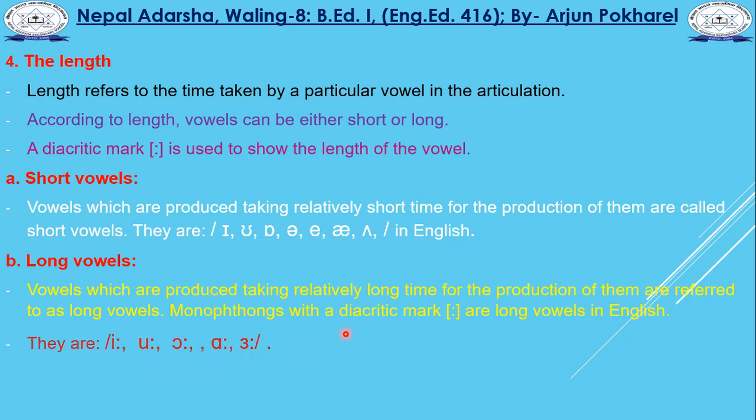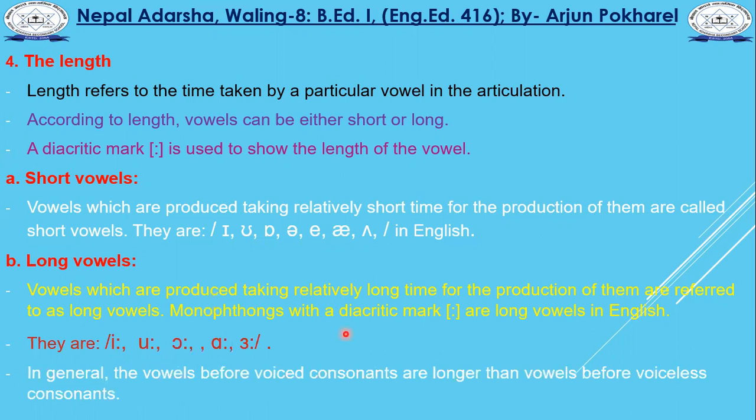One thing we have to include here is, just as before, in general, the vowels before voiced consonants are longer than the vowels before voiceless consonants. Before voiced d, bad is longer, while bat is shorter. In general, vowels before voiced consonants are longer than vowels before voiceless consonants.